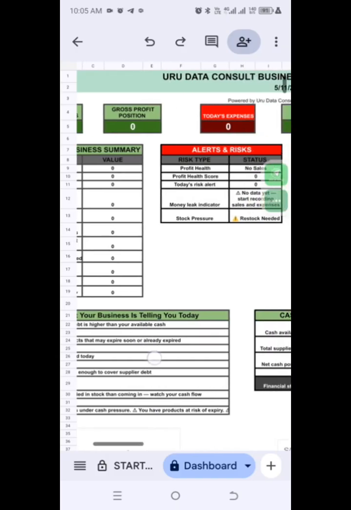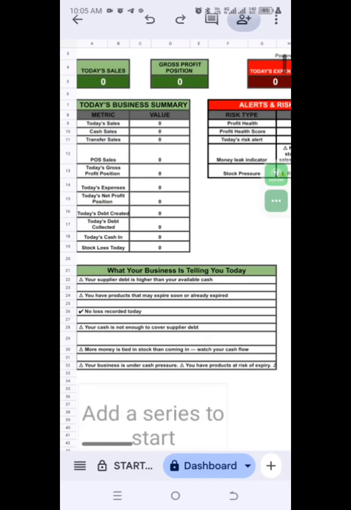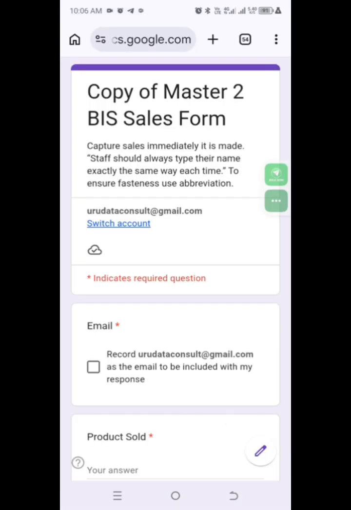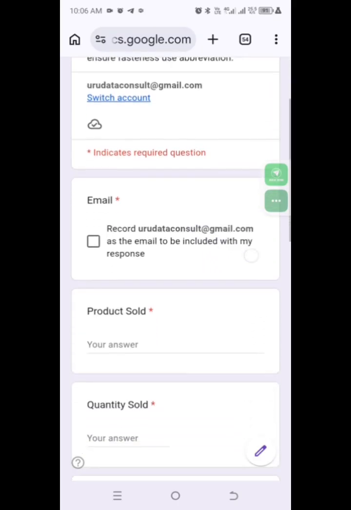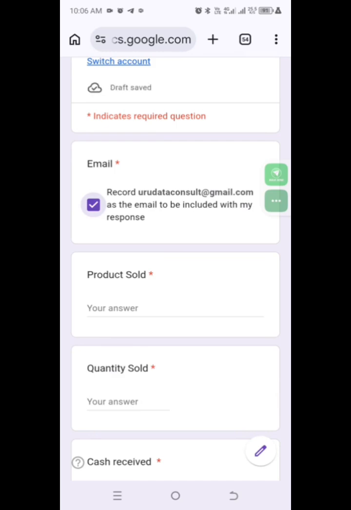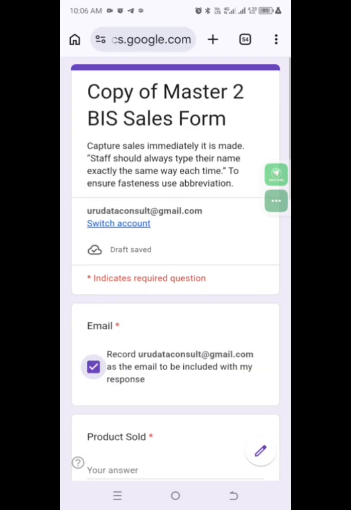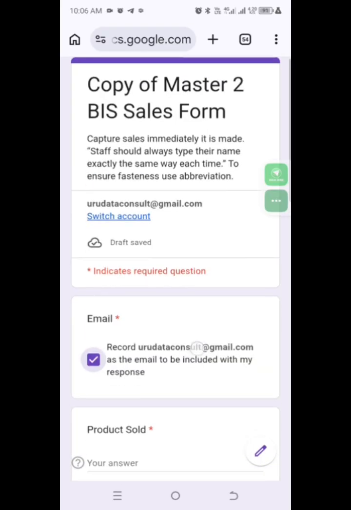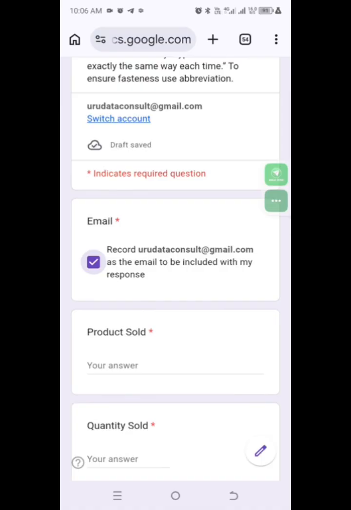So now let's record a sale. To record a sale, you make use of this. Your salesperson, in case you have one, can have access to this sales capture form. Even if you have 10 or 20 salespersons, they just need to have access. You just need to give them the link to this sales form.